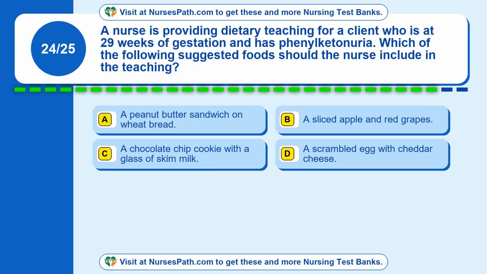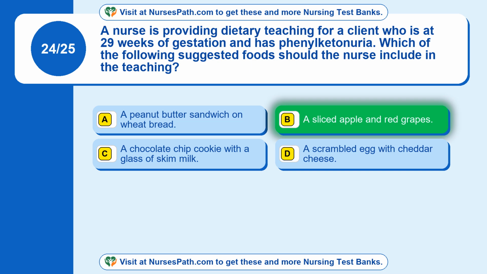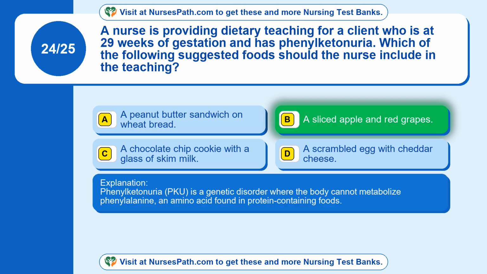Question 24. A nurse is providing dietary teaching for a client who is at 29 weeks of gestation and has phenylketonuria. Which of the following suggested foods should the nurse include in the teaching? Option A. A peanut butter sandwich on wheat bread. Option B. A sliced apple and red grapes. Option C. A chocolate chip cookie with a glass of skim milk. Option D. A scrambled egg with cheddar cheese. The correct answer is option B. A sliced apple and red grapes. Phenylketonuria, PKU, is a genetic disorder where the body cannot metabolize phenylalanine, an amino acid found in protein-containing foods.